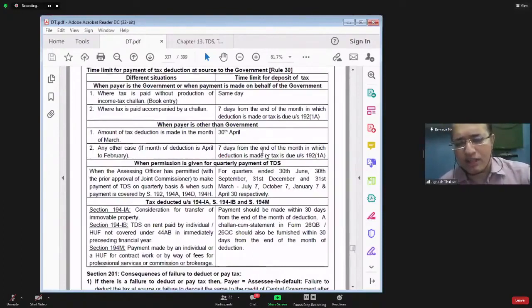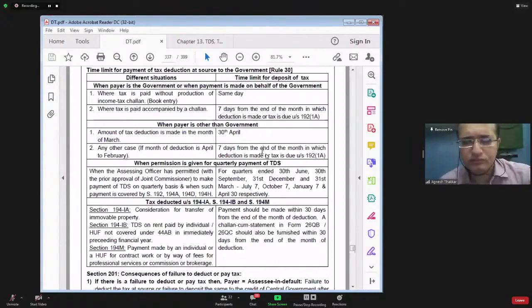On that contract, they are making payment to the contractor. They will deduct TDS in which section? They will deduct TDS in section 194C. Besides, there are a lot of employees who are working in Ministry of Education.